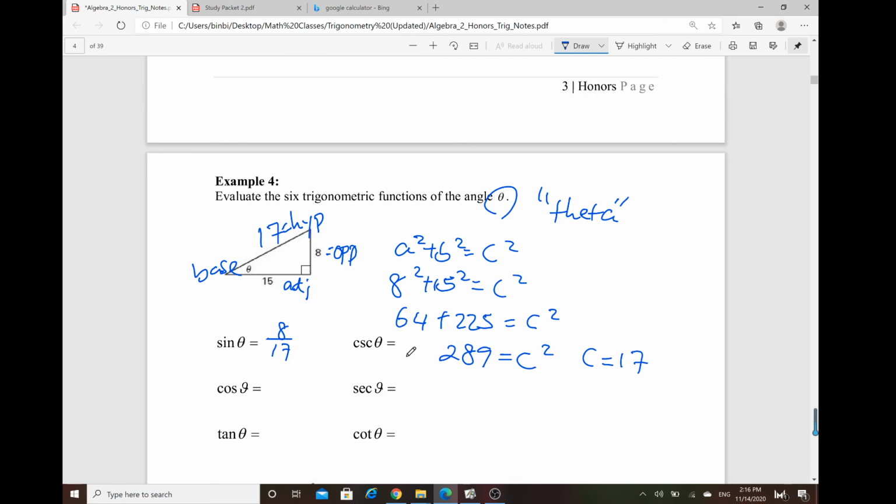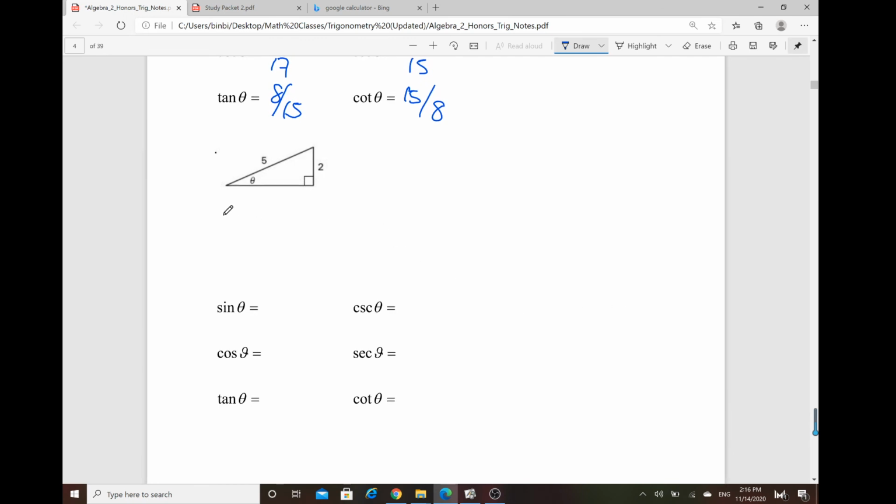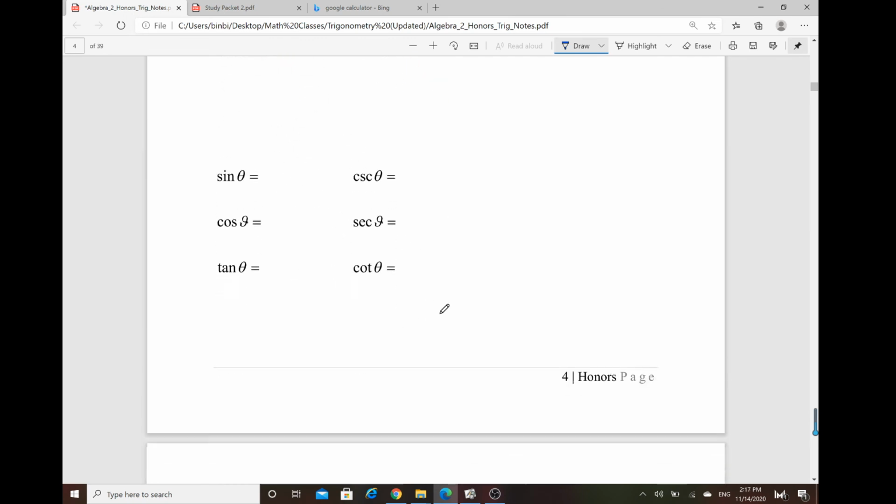Cosecant is just the reciprocal of sine, which is 17 over 8. Cosine of theta, adjacent over hypotenuse, is 15 over 17. Secant of theta, hypotenuse over adjacent, is 17 over 15. Tangent of theta, opposite over adjacent, is 8 over 15. Cotangent, the reciprocal of tangent, is 15 over 8. Once you get used to it, there's no need to write down the formulas again. The other one is quite similar, so you can figure out that one yourselves.